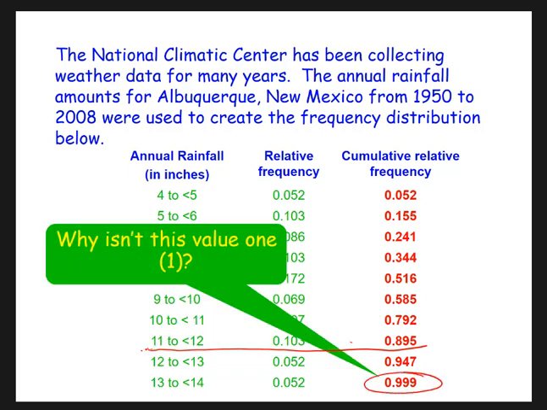Why isn't this value 1? Well, sometimes it's just round off errors when doing the relative frequencies. There might be some stray value out there that's larger than 14 or equal to 14. Generally, though, if that's not exactly 1, 0.999 is really close to 1. But if it's not exactly 1, generally the issue is there's round off errors in our percent calculations.